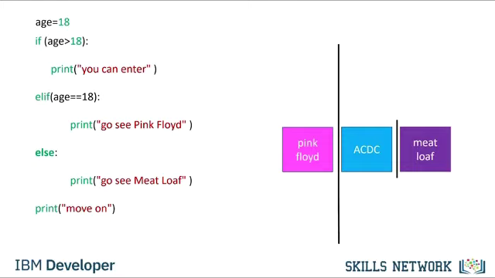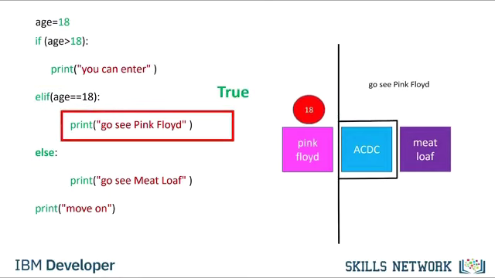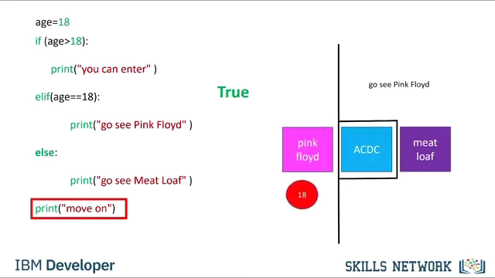Let's illustrate the code on the left. An 18-year-old enters. They are not older than 18 years of age. Therefore, the condition is false. So the condition of the elif statement is checked. The condition is true. So then we would print, "Go see Pink Floyd." Then we would move on, as before.